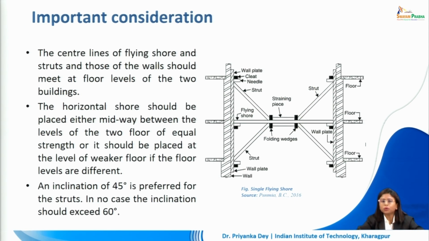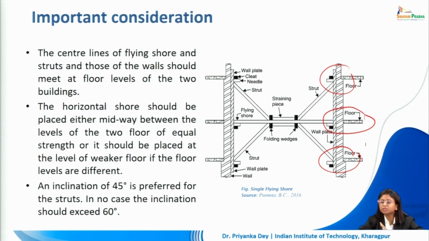So there are certain important considerations we have to make while looking at flying shores. The center lines of flying shore and struts and those of the wall should meet at the floor level of the two buildings. As you can see here, all connections are at the various floor levels. The horizontal shore should be placed either midway between the levels of the two floors of equal strength, or it should be placed at the level of the weaker floor if the floor levels are different.